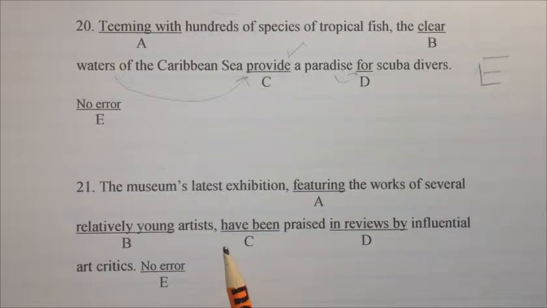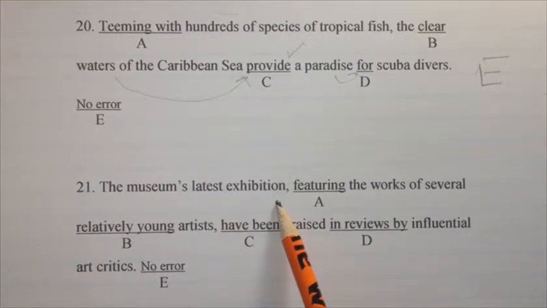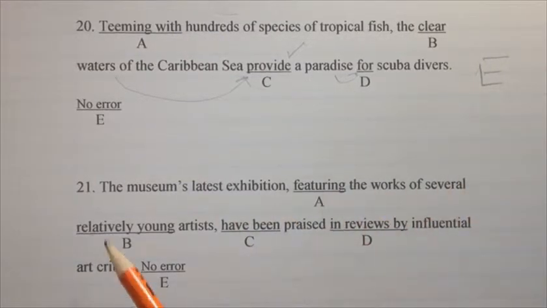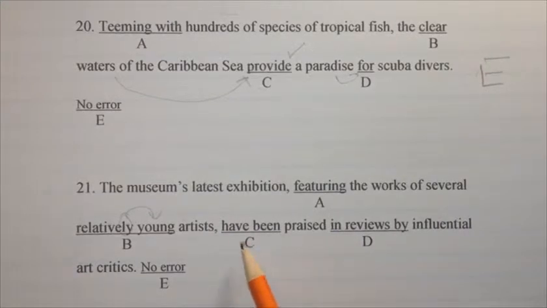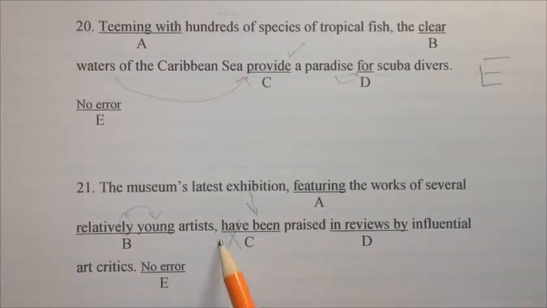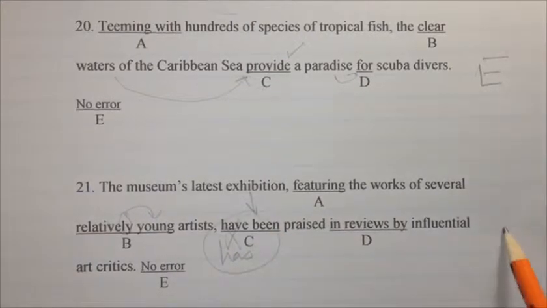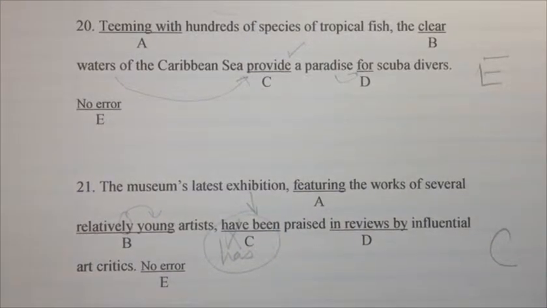21. The museum's latest exhibition, featuring the works of several relatively young artists, have been praised in reviews by influential art critics. The museum's latest exhibition, featuring the works of relatively young, young is adjective, relatively, adverb modifies this, that's correct. This is wrong because what's the subject? The exhibition. So has been praised. C is the answer.